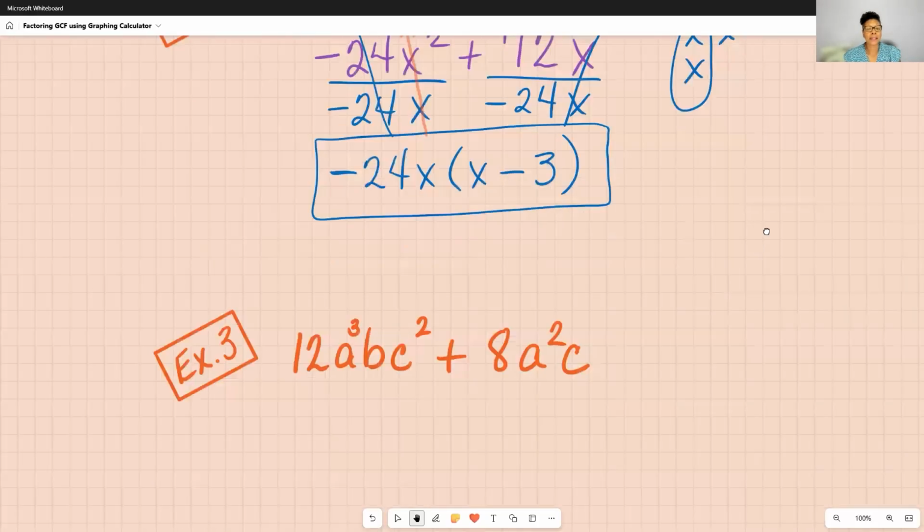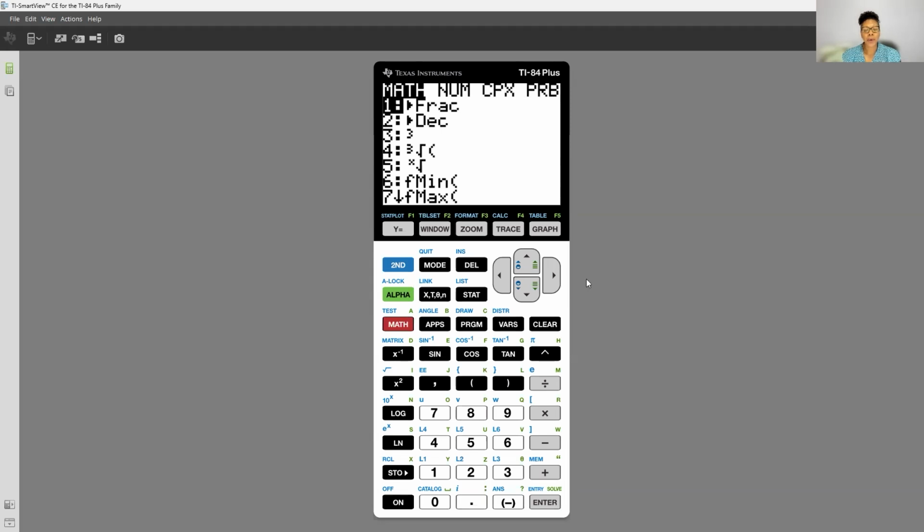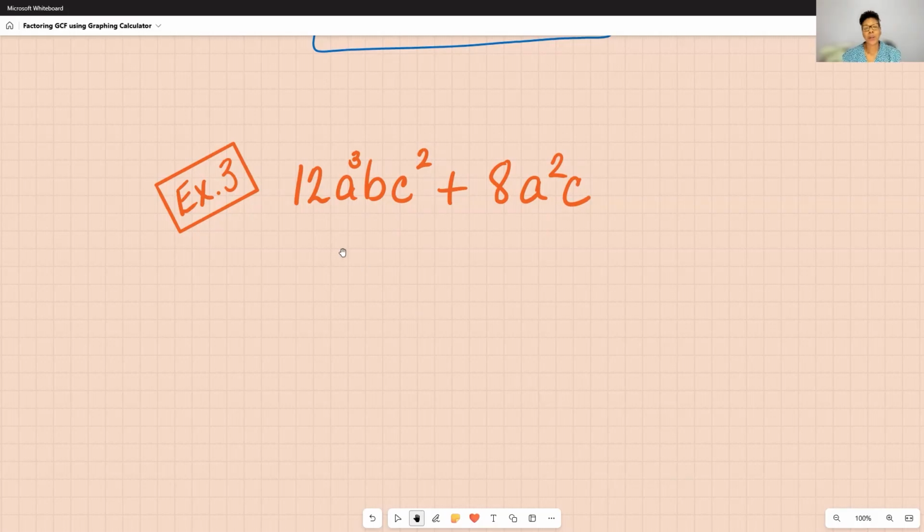And then the last example, I have a 12 and an 8, and so we're going to go ahead and type that in. We go to math, arrow over to the right, go to number 9, type in 12. The comma is above the 7, and then 8. Make sure you end your parentheses and hit enter. So for 12 and 8, our GCF is going to be 4.